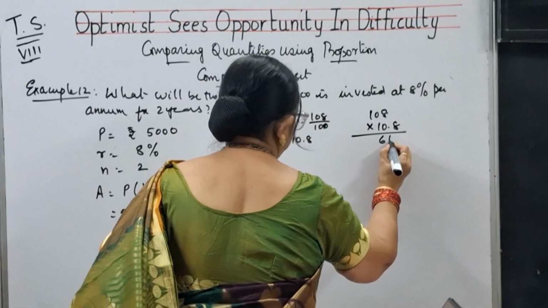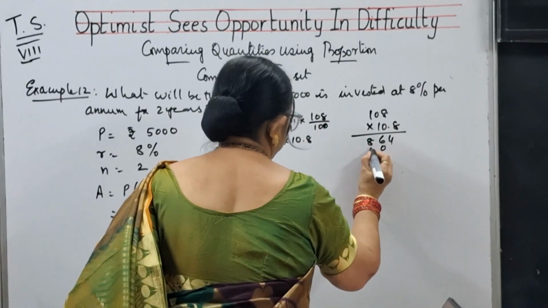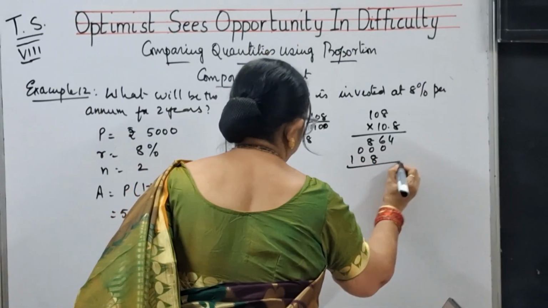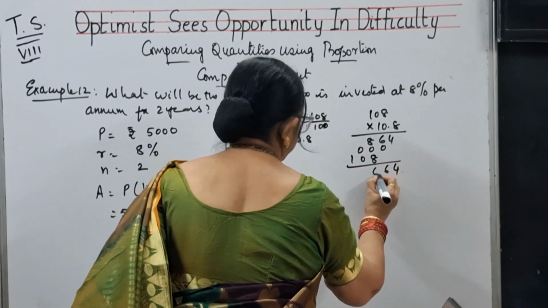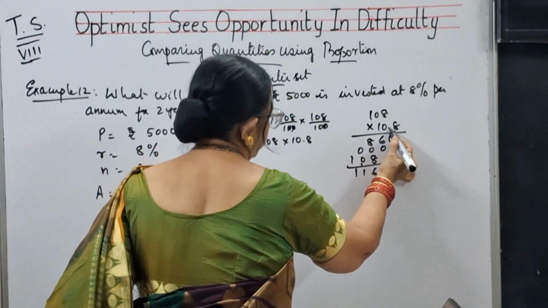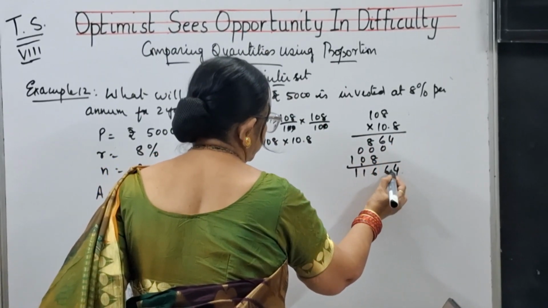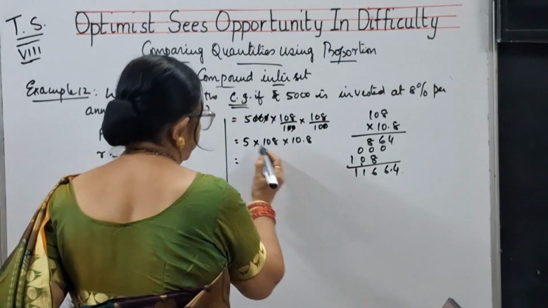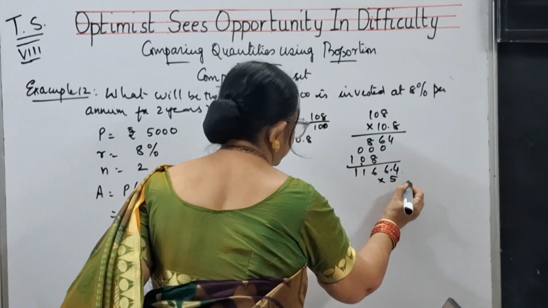8 8s are 64, 8 1s are 8, 0 0 0, 1 8s are 0 1. So how much am I getting? 1166.4, with one digit after the decimal. These two I have multiplied, so now I should multiply it with 5.